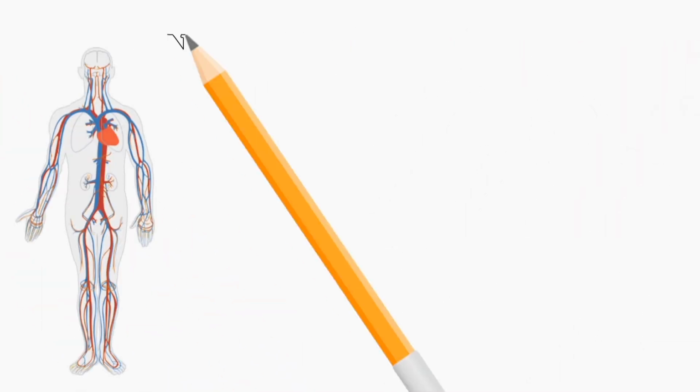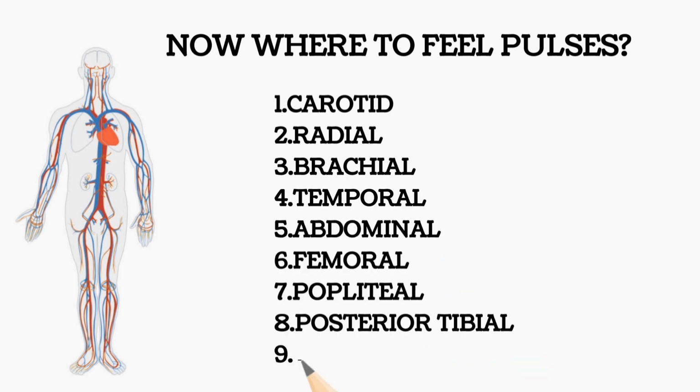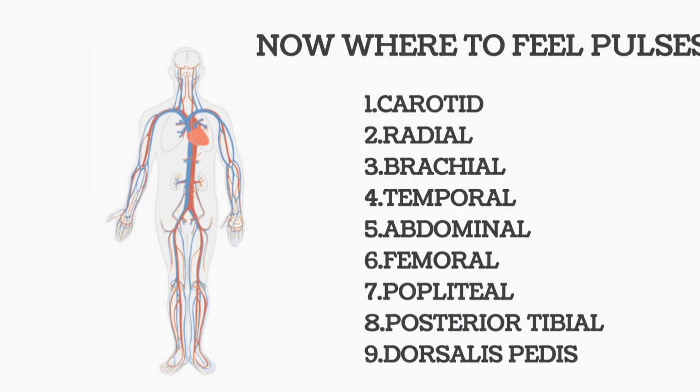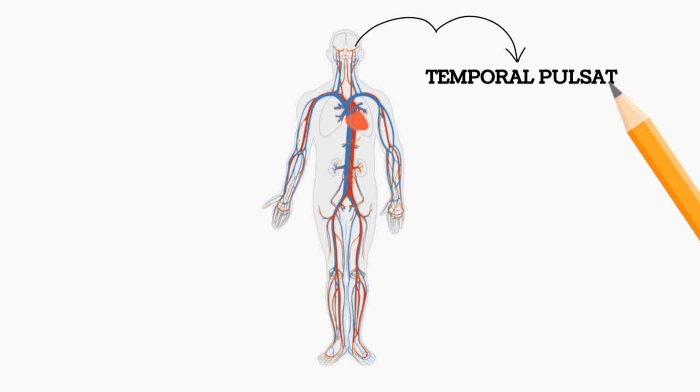Now, where will we feel these pulsations? They will be felt on all these 9 areas written on your screen, named as carotid, radial, brachial, temporal, abdominal, femoral, popliteal, posterior tibial, and dorsalis pedis. Now let's locate one by one in this illustration all the pulsations in our body.